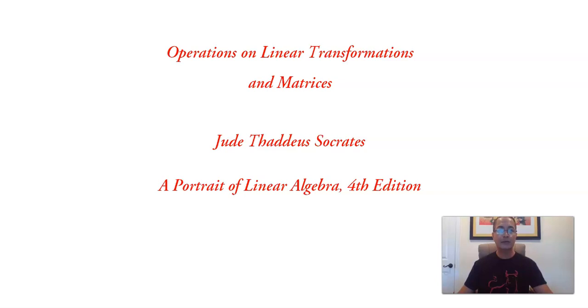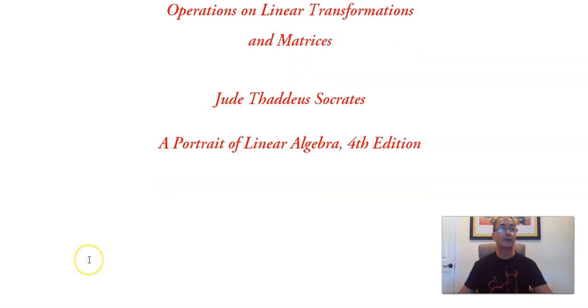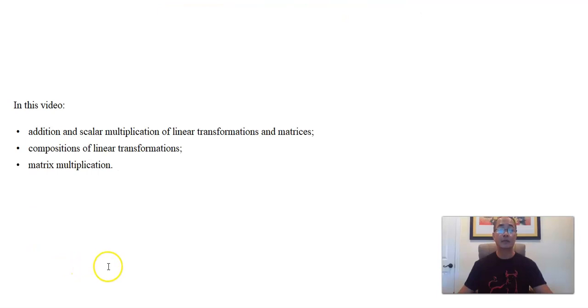So from vectors, we created matrices. And now we're going to talk about operations on matrices. And since we've already talked about linear transformations, we're also going to talk about operations on linear transformations. So exactly what are these operations? We are going to talk about addition and scalar multiplication of linear transformations and matrices. We are going to compose linear transformations, and we are going to make a general definition for matrix multiplication.